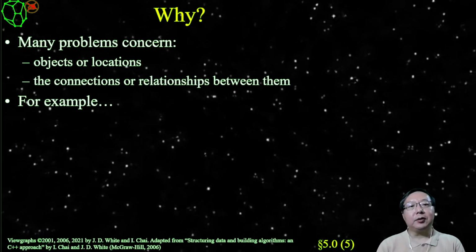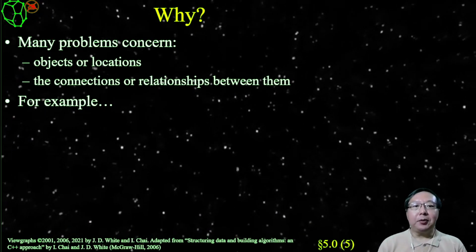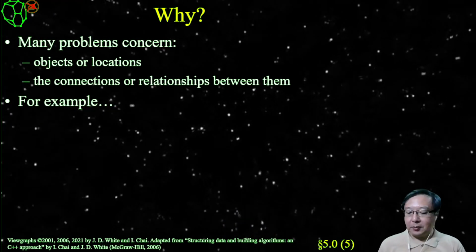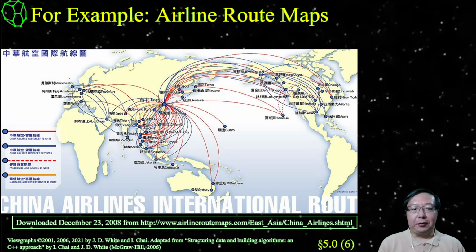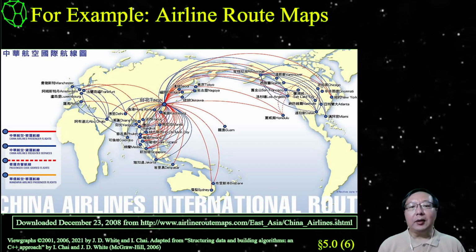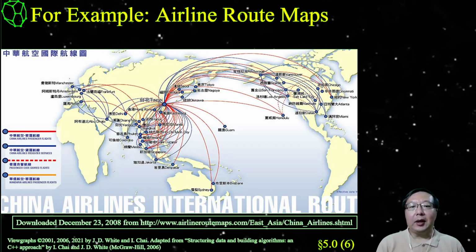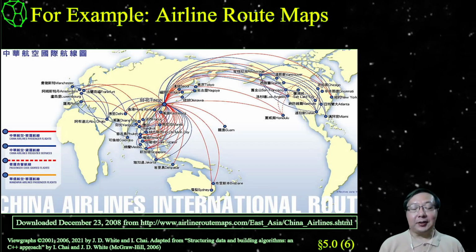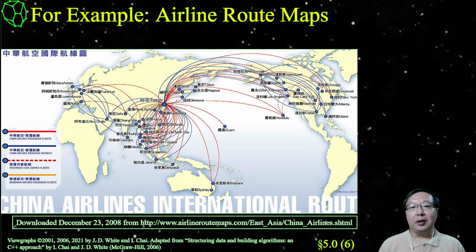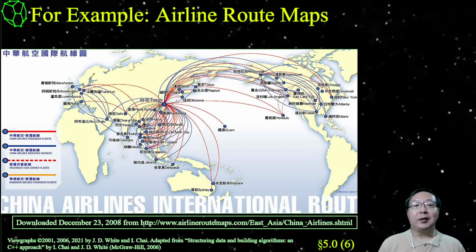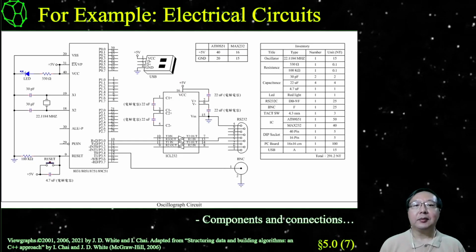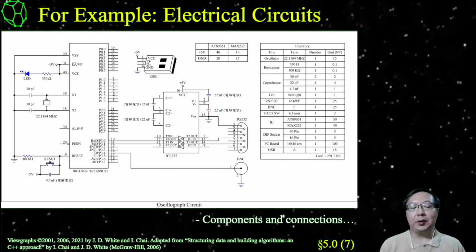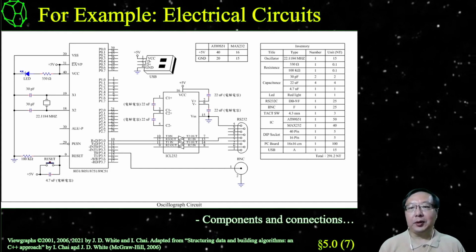Okay, first of all, what's the reason for graphs? Many problems concern objects or locations that are connected with some sort of relationship. For example, airline routes. Airline routes are connections between cities and some sort of relationship between them. Perhaps price, perhaps distance, something like that. So in essence, airline routes are made up of graphs. Another example is electrical circuits, where you have different connections to different components with different features of the components.